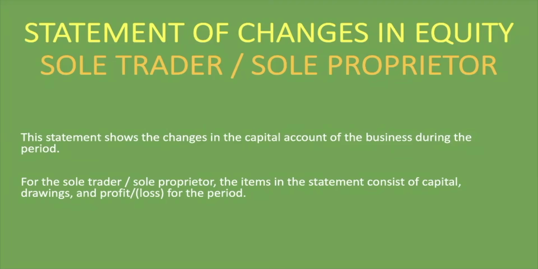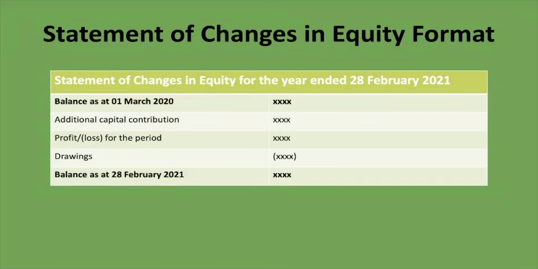So what does the statement of changes in equity for a sole trader look like? What is the format? Well, here it is. It's very simple. The statement of changes in equity for the year ended 28 February 2021, for example, is as follows. We start with the balance as at the 1st of March 2020, and you can see that that is the beginning of the period, and you put in the amount over there. And then you have additional capital contribution. So if you're told that the owner made more capital contribution into the business, you put it over here. If there's nothing, you just put it as a dash.